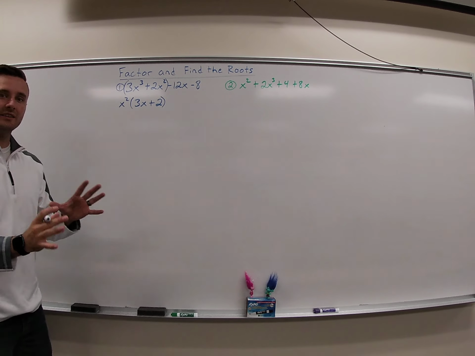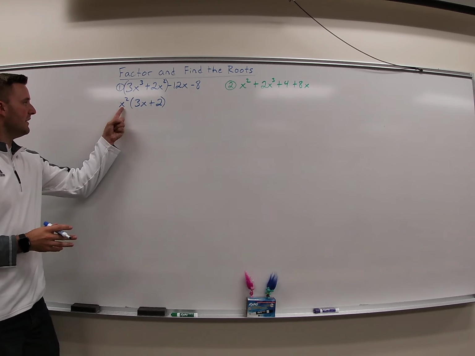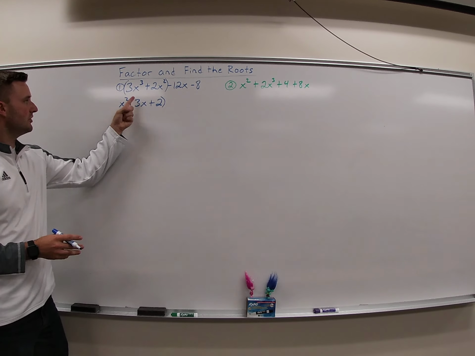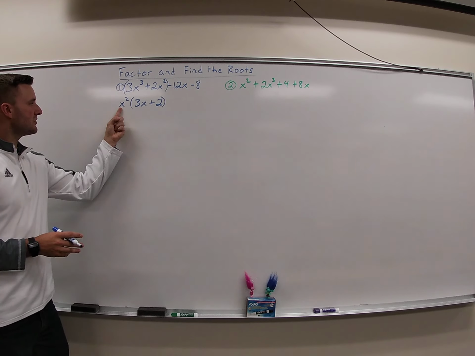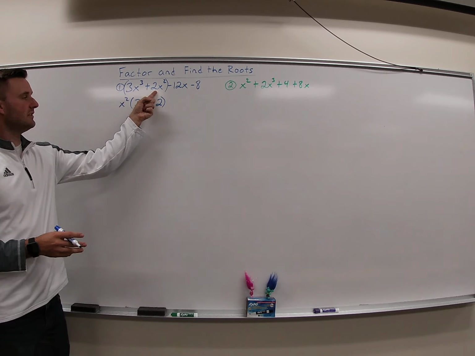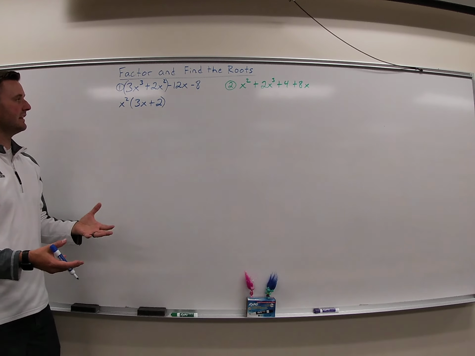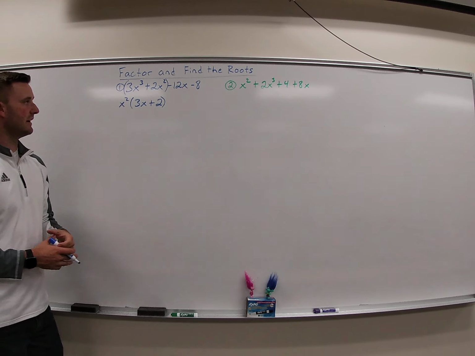Just to quickly check to make sure that we did this right, if I distribute this in my head, x squared times 3x should give me back 3x to the third. X squared times 2 should get me back to 2x squared. And notice, other than 1, there's no other common factor they can have. So we did this first part correctly.